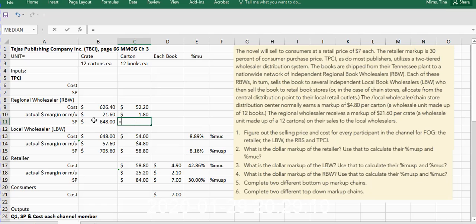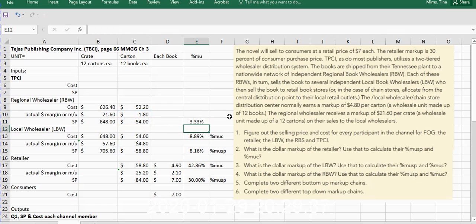Wow, look at that. That is very little margin on each carton. Look at that, $1.80, $1.80. Okay, so now what we can do is calculate our markup on cost and markup on sales price, can't we? Let's do that. Let's take the actual dollar markup and divide it by the sales price.